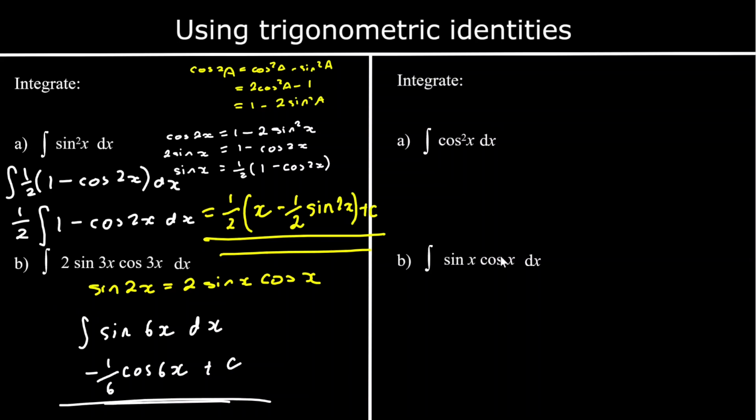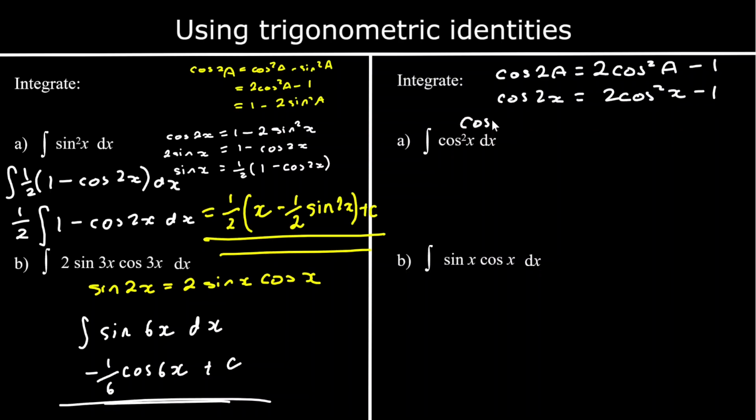2 for you to try. See if you can give these a go. So for the first one, we've got cos squared x. So we're going to use our cos 2a. So cos 2a is 2 cos squared a minus 1. So cos 2x is 2 cos squared x minus 1. Let's get cos squared x by itself. So plus 1 to both sides and half both sides. So we're going to integrate half of cos 2x plus 1.